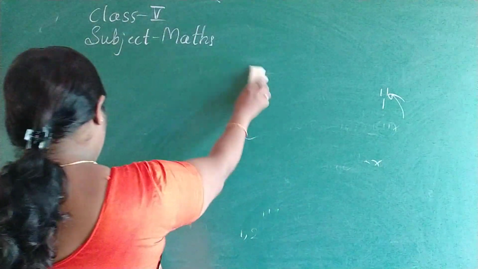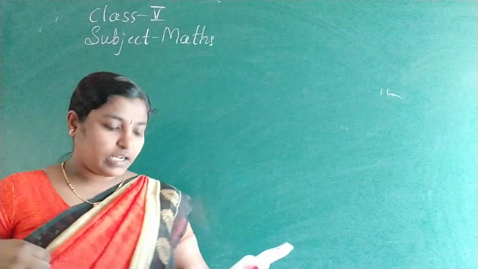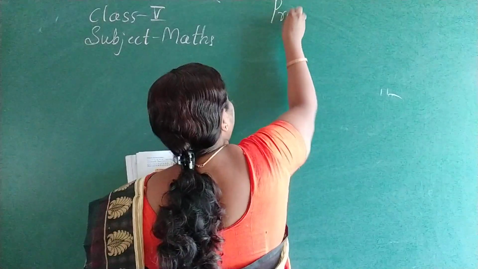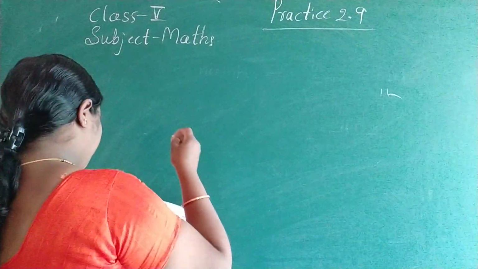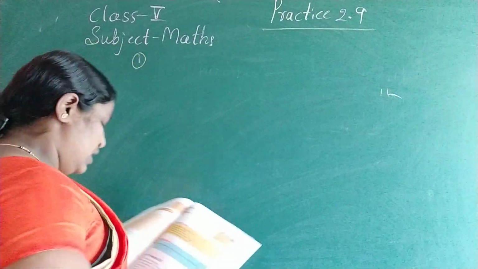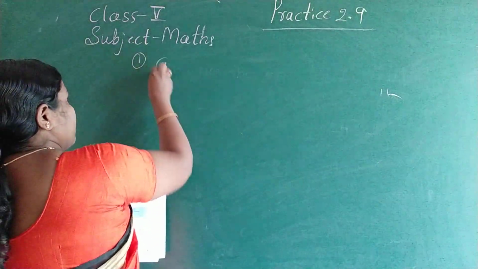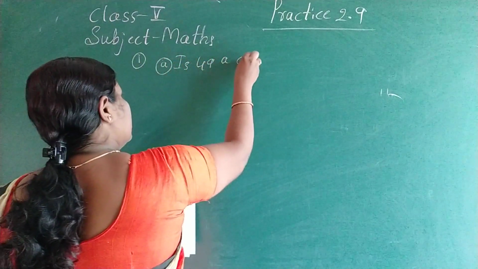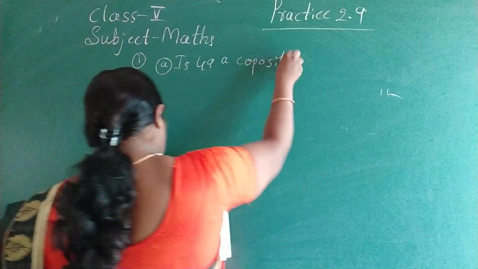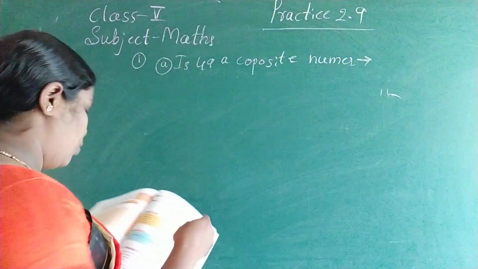Let us practice 2.9. To solve this, you need the help of the previous page. Practice 2.9. First one. Say yes or no for each of the following. A. Is 49 a composite number? You should say yes or no.